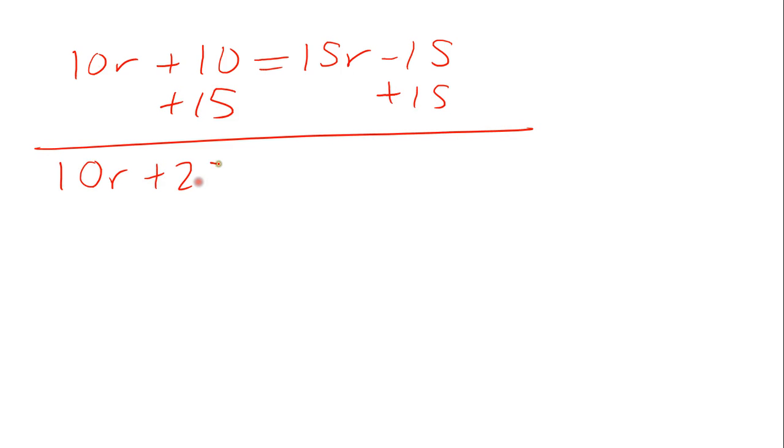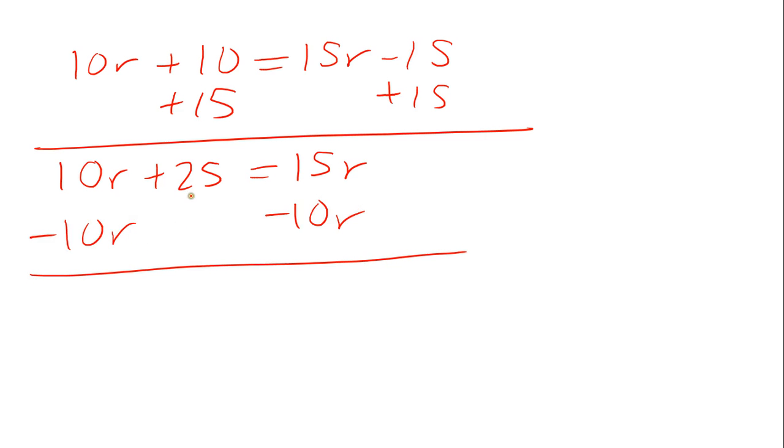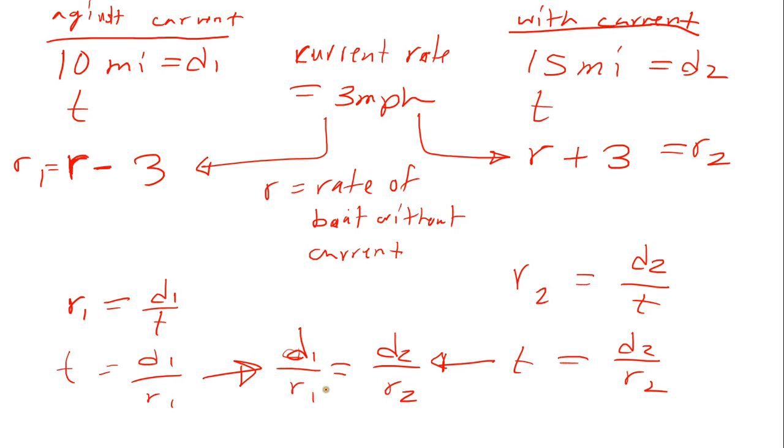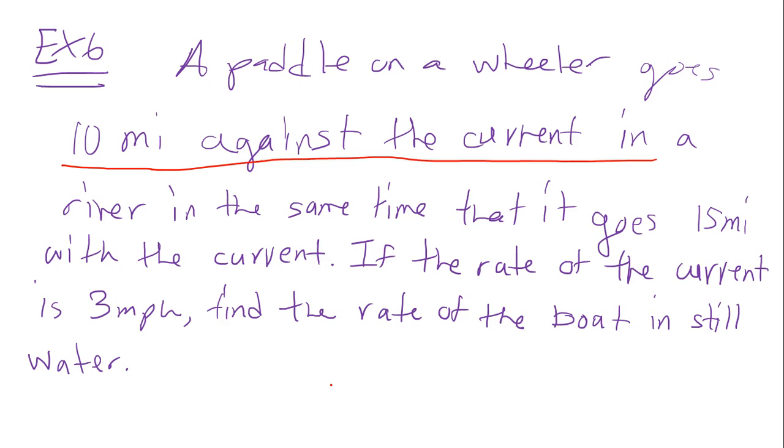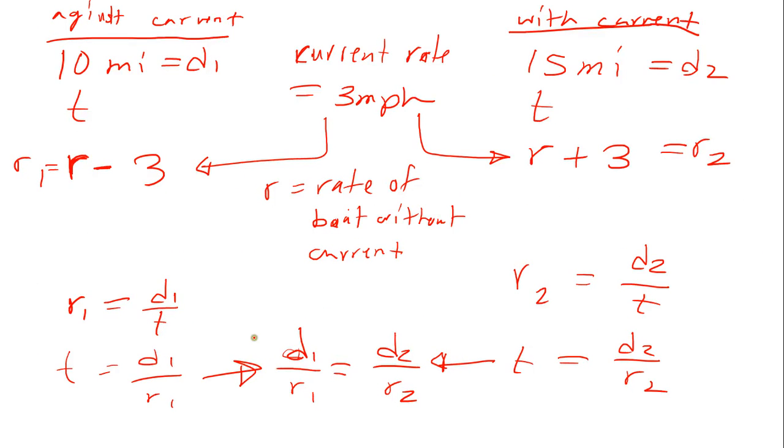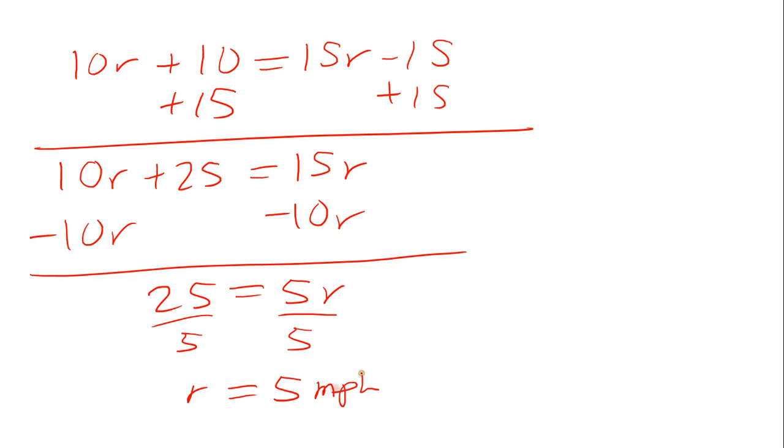10R plus 25 equals 15R. Okay, so we get minus 10R, minus 10R. This means that 25 equals 5R, so R equals 5. Okay, so R equals 5, and that's going to be miles per hour, however you want to write it. So let's look at what we're actually asked. They ask us to find the rate of the boat in still water. So that's what we're actually looking for.